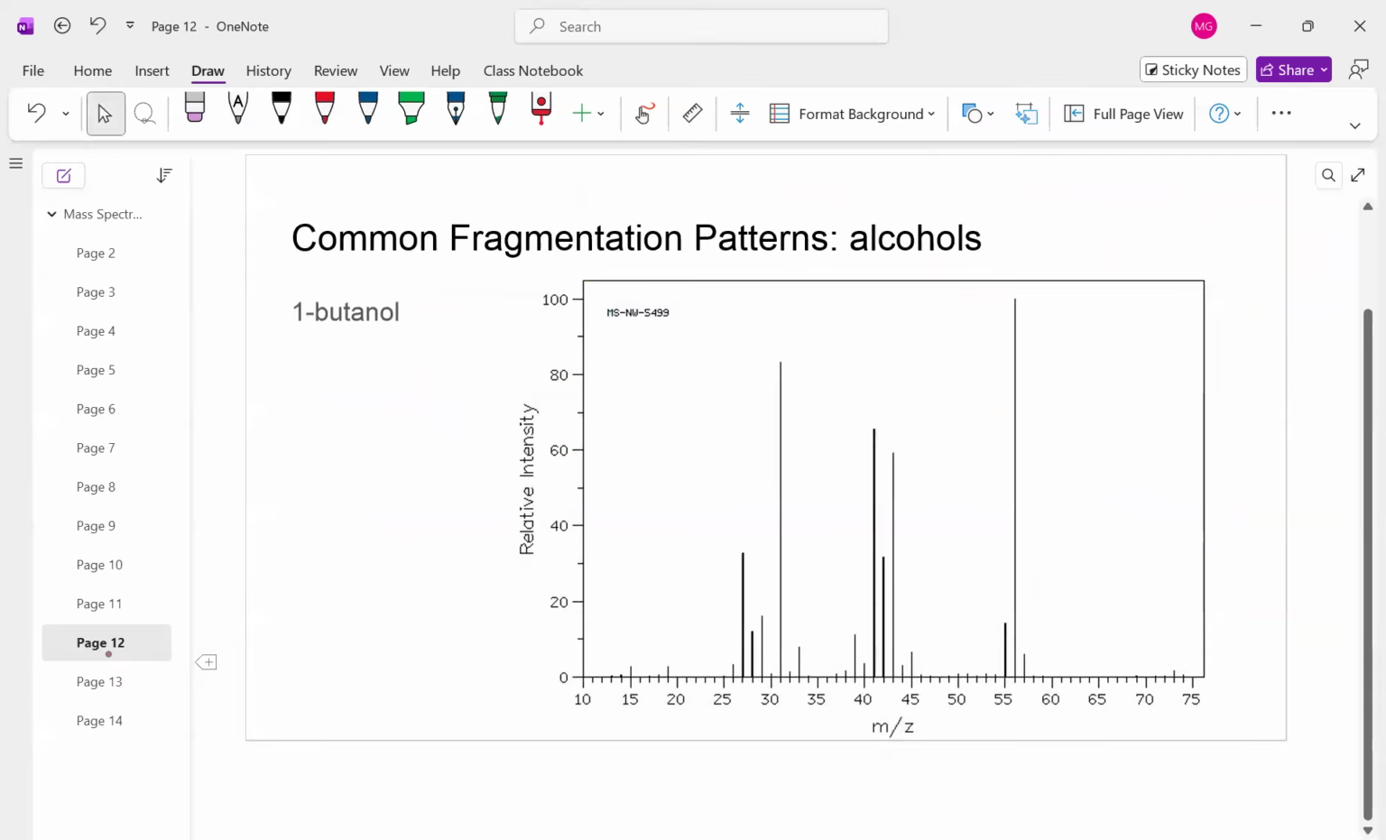All right, let's take a look at alcohols. So here's 1-butanol. Oh, needs one more carbon. And here's a case where the molecular ion is barely distinguishable, right there at about 74.